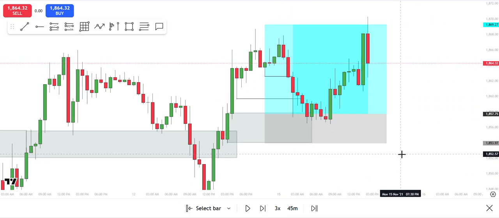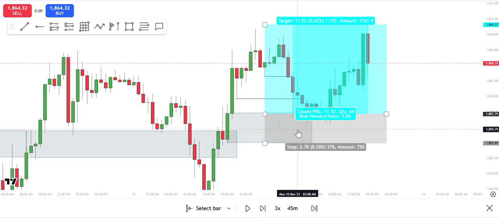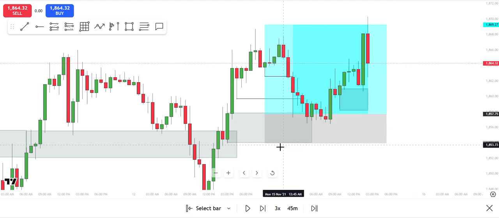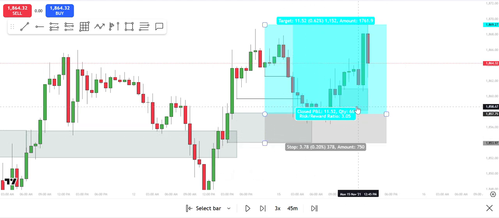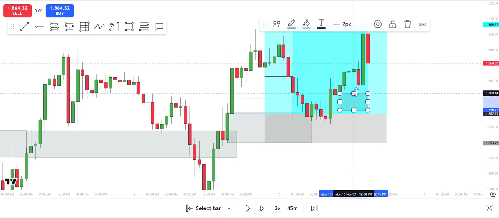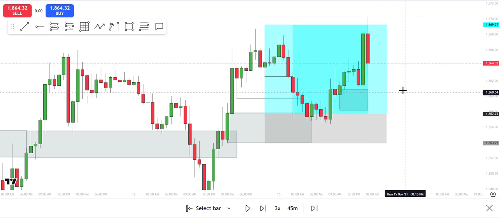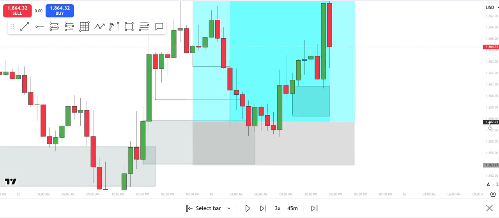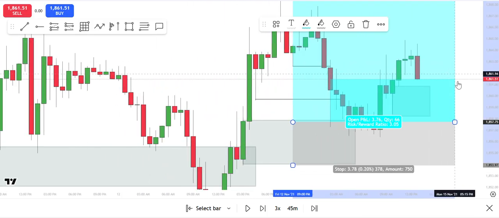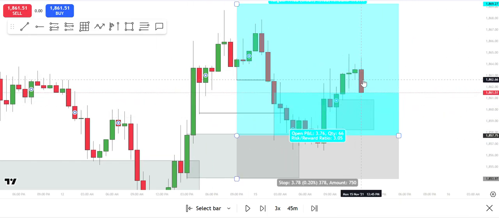Now you can see one more thing here. After this one has tapped into the demand that was here, we had a transferred demand, because demand transferred from all the way down here to this. And you can see that we had an inducement here. By the time price was aiming to come into this demand, but it didn't.